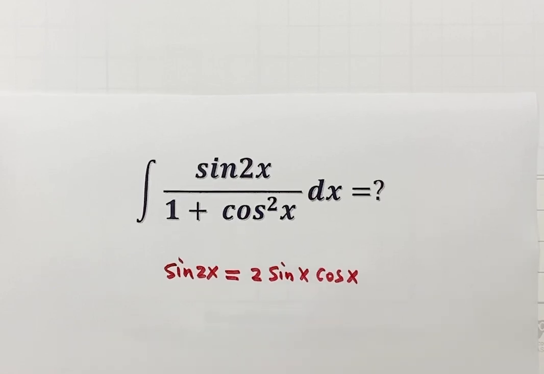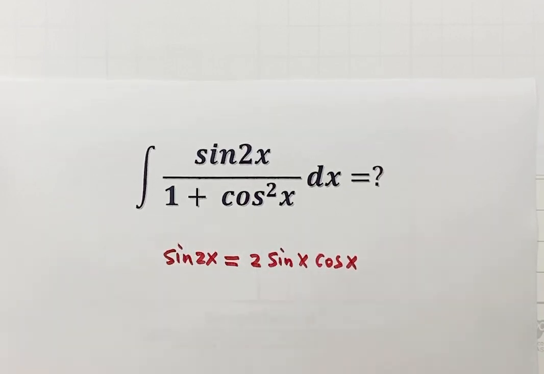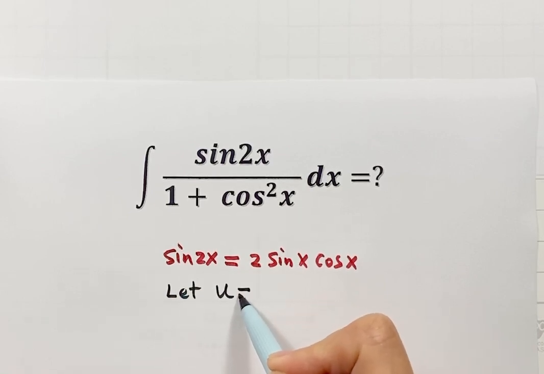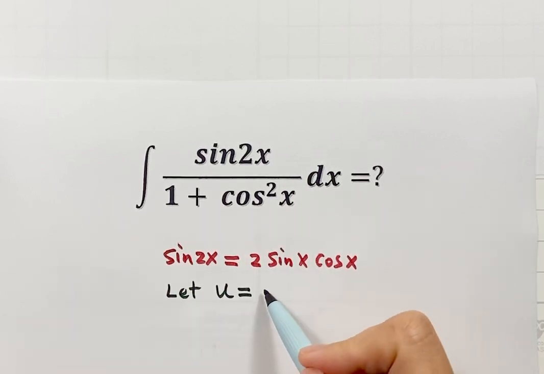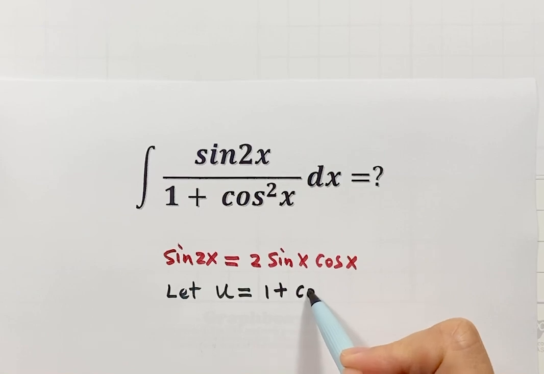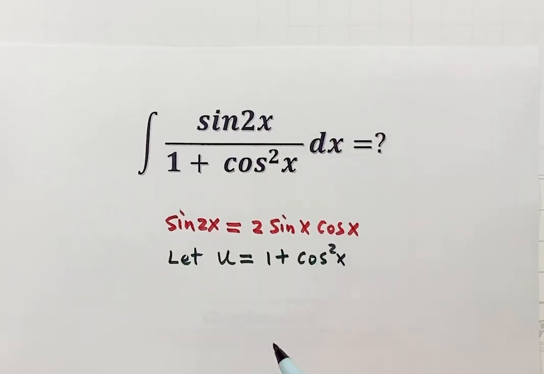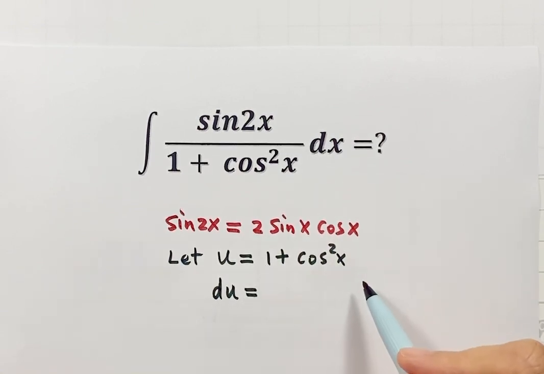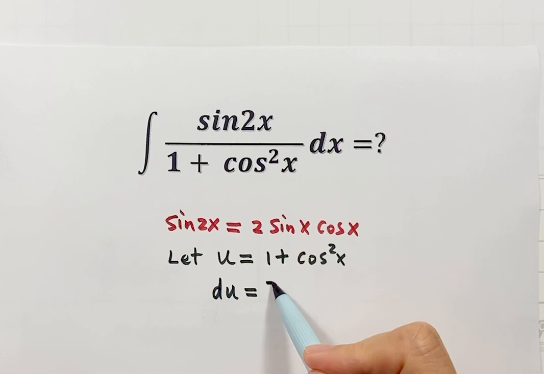So I'm going to let the denominator equal u. So just let u equal the whole denominator, 1 plus cosine x squared. So then let's do the du. Just for this part, take a derivative. The derivative of 1 is just 0.